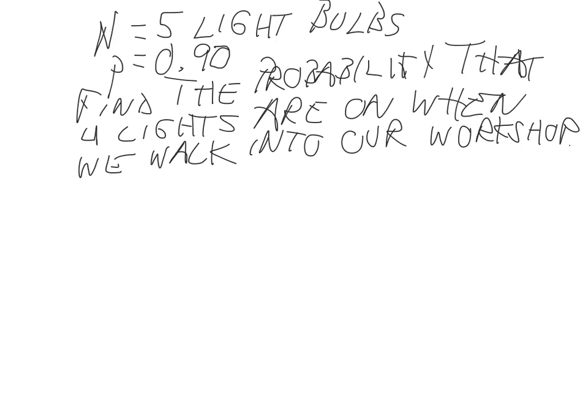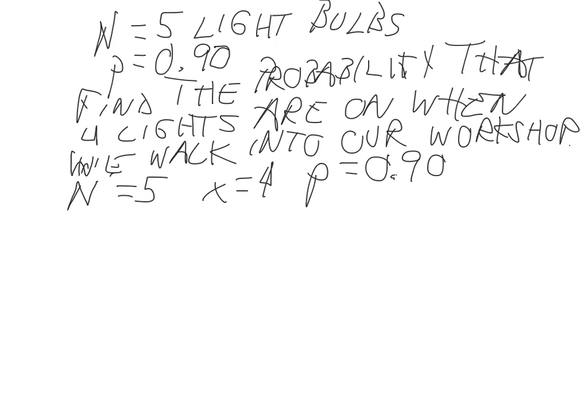So, n is 5. That's our total number of trials. N is 5. X is 4. That's the number of light bulbs, or I should say the light bulbs that are on. That's our number of successes. The probability of success is 0.9 or 0.90. So I want the probability that x is equal to 4.